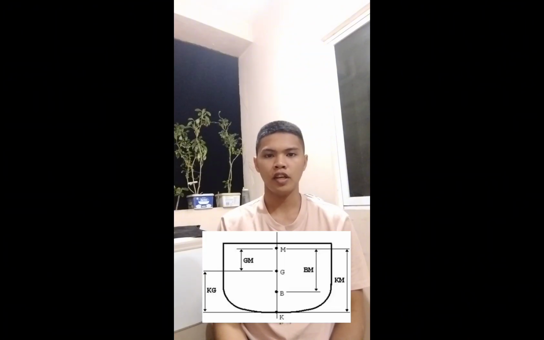The diagram makes it clear. Look at the sketch at the bottom. It ties all these terms together visually. You can see KG going up from the keel to G, KM going up to M, and GM as the space between G and M. When G is below M, the ship is stable. If G were above M, even a small tilt could be risky. The diagram turns all those words into something we can easily picture.